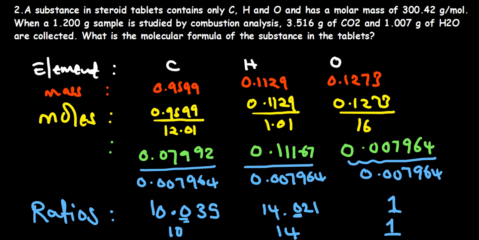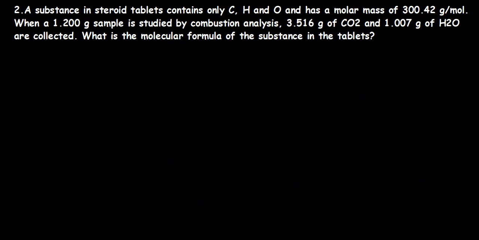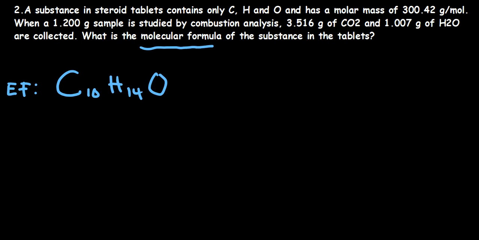So it means now here our empirical formula will be C10, and then remember the H had 14, and the O had 1, so we don't write anything. So this one here is our empirical formula. But the question here is asking for the molecular formula. So how are we going to find the molecular formula? Remember, we just need a factor to multiply this empirical formula with. So the factor will be the molar mass of the molecular formula, which is always given in the question.